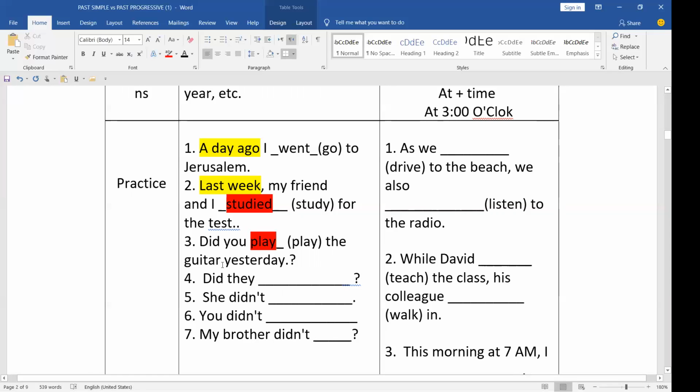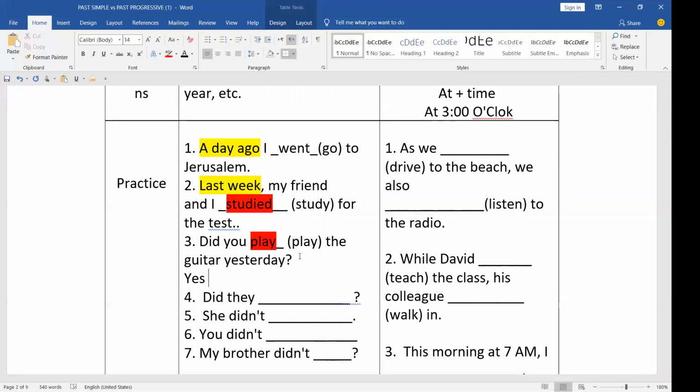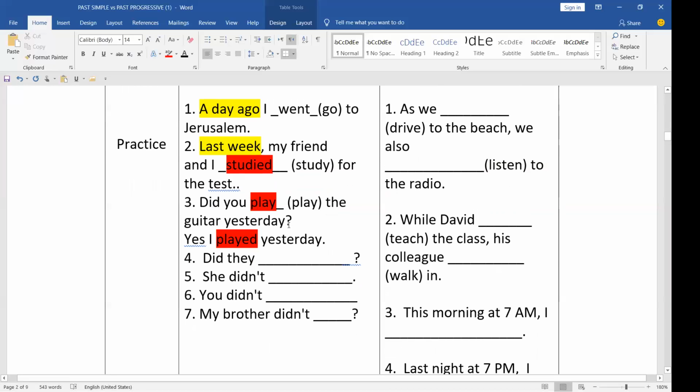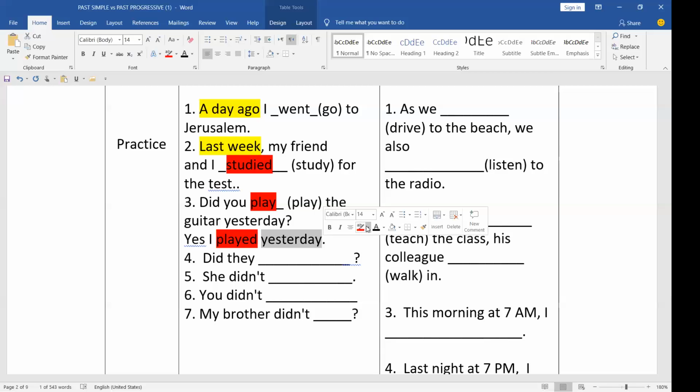Okay. Did you play the guitar yesterday? So if you answer, you could say, you know, Ken ani niganti. Okay, like, yes, I played yesterday. Okay? So, yes, I played yesterday. בסדר? אני עושה פועלים בזה. Yesterday זה ביטוי זמן. תשימי לביטוי זמן בזהוב. זהוב.